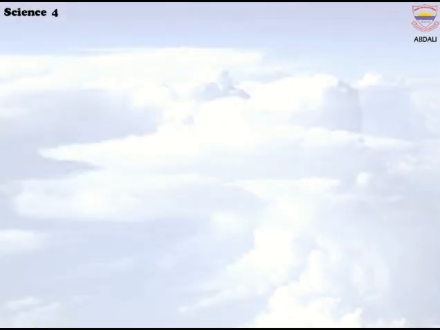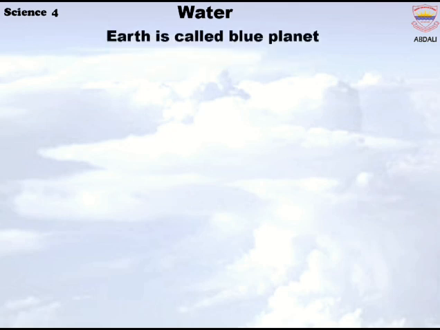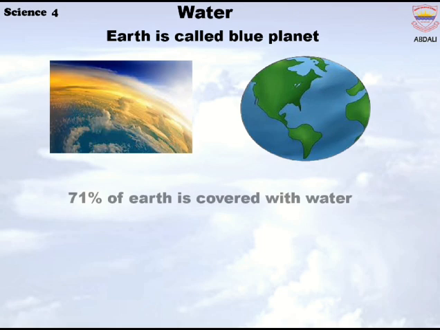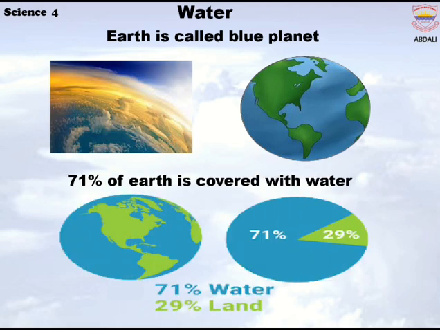Dear students, welcome back with another interesting topic of science, which is about water and air. Water. Earth is called the Blue Planet because 71% of Earth is covered with water.